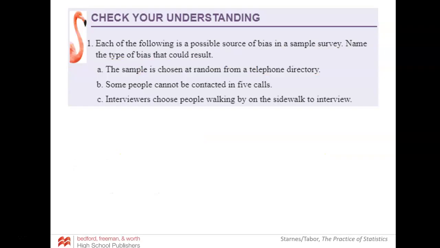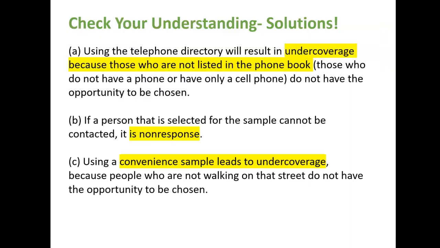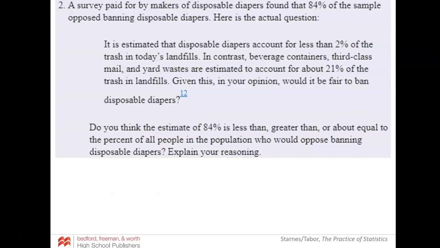And then this last one where people just walking on by, that is a convenience sample, which will lead to undercoverage again. People who are not walking on the street don't have the opportunity to even be chosen. Like, get out there, man. Don't just stand on the street.